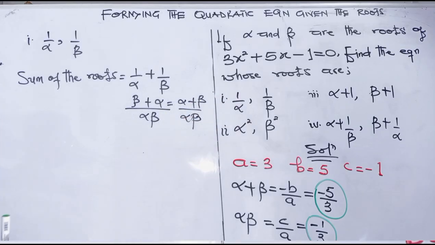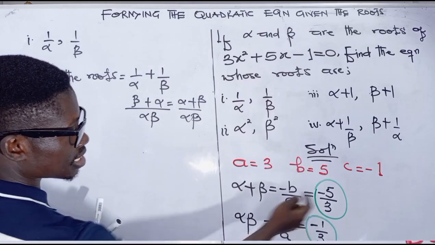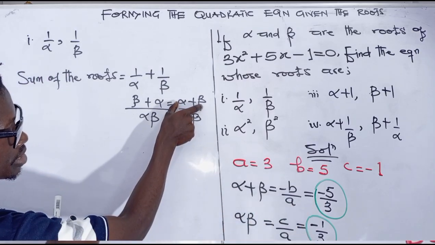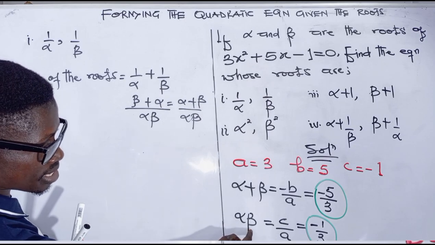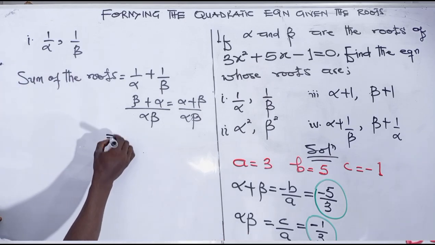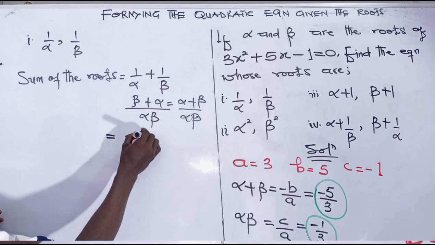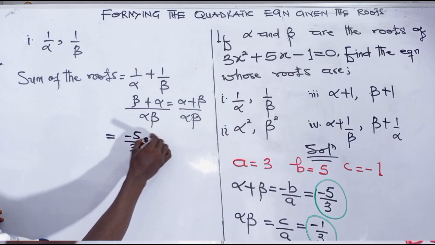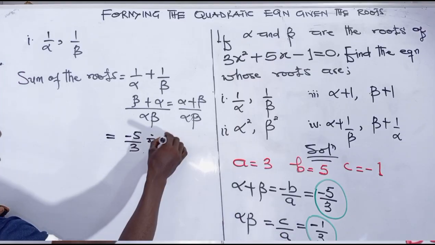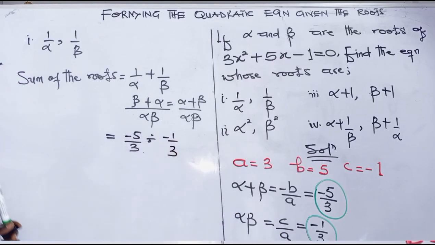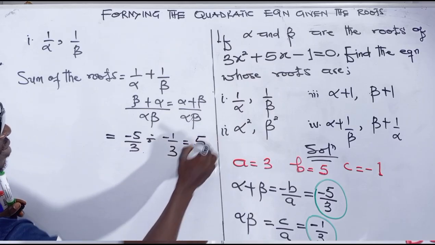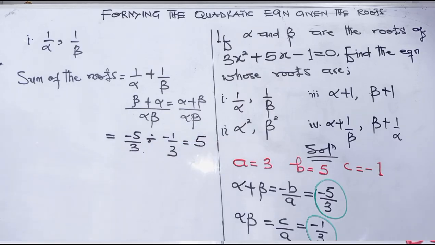So once you know this, we just have to plug in the values. We said that alpha plus beta is equal to this. We are going to substitute that here. And then alpha beta is equal to that. So sum of the roots, we are going to get minus 5 all over 3 divided by product of the root, which is what? Minus 1 all over 3. And this is going to give us what? Positive 5. That is the sum of the roots.